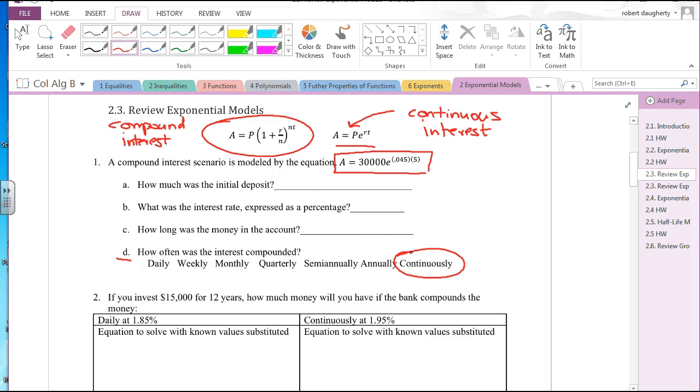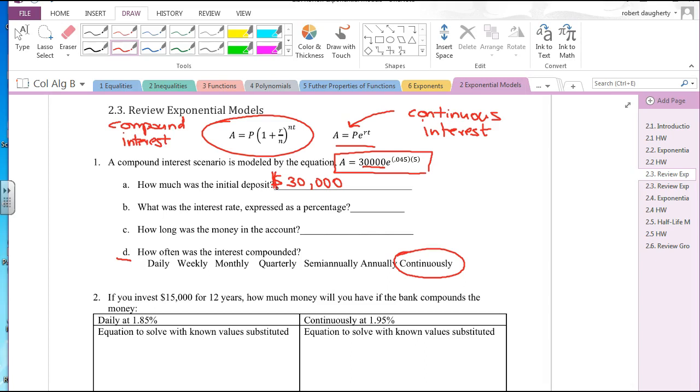What is the initial deposit? Remember, in any of these exponential models, this number that you see out front, that is the initial value. So this initial deposit was 30,000. I'm assuming dollars here. So 30,000 is the initial deposit, but in this case you didn't know, so dollars or 30,000 would have been okay.